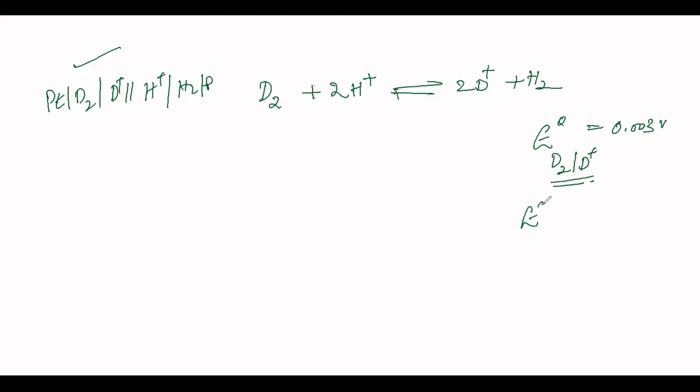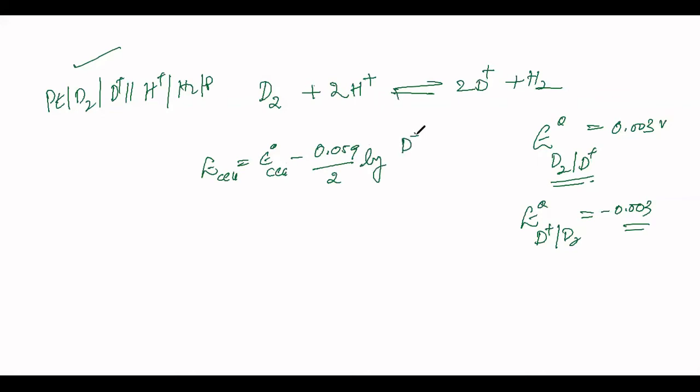The reduction potential, if you want, which will be D plus to D2, minus of 0.003. So that you have to do. You have to observe that. Okay. So now use the same equation. That is E cell is equal to E0 cell minus of 0.059 divided by 2, electrons are required here, log of D plus concentration, anode concentration raised to the power 2, divided by H plus ion concentration raised to the power 2 as well.